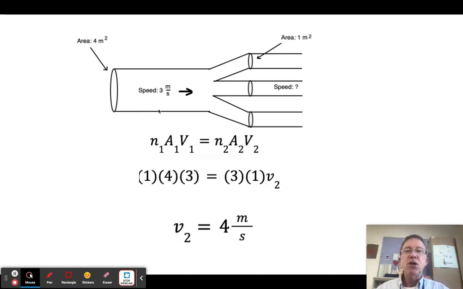Okay. So if this cross section of the area is 4 square meters and the speed is 3, each of these has an area of 1. What is the speed of the water flowing through these pipes? So I just say, well, I have one pipe here. So N is 1. It's got an area of 4 and it's traveling at 3 meters per second. Now here, N is 3, the area is 1, and I want to solve for the V, and when I solve for it, I get 4.